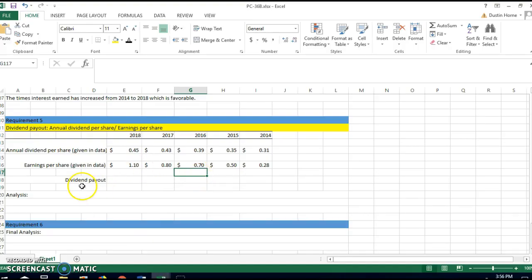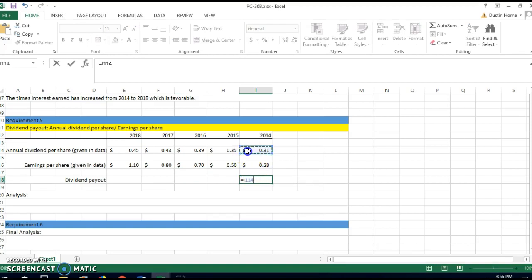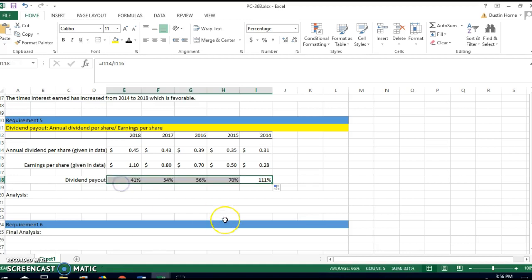So we will look at the dividend payout, which is the annual dividend per share divided by the earnings per share. So here are those numbers. Those were given to us in the financial summary. So we will complete the dividend payout. So we take the annual dividend per share and divide by the earnings per share, and we get our percentage amount. So 111%. So you will see that over time this decreased.